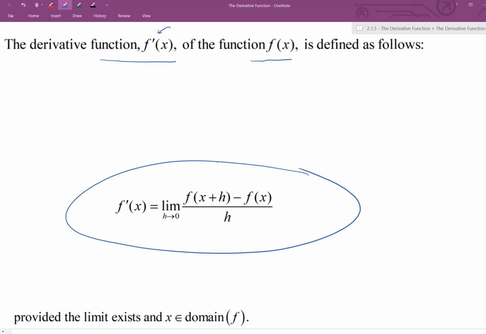The derivative function f prime of x is the limit as h goes to 0 of f of x plus h minus f of x, divided by h. That's provided that the limit exists and the value of x is in the domain of the function f. So the function has to be defined at x, and this limit also has to exist. It looks a lot like the limit definition of the slope of a tangent line at the location a. If you just replace x in that limit with the variable a, then that's what we were looking at in the previous video.